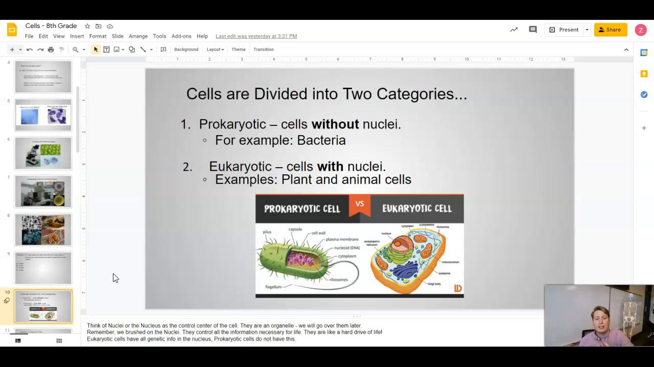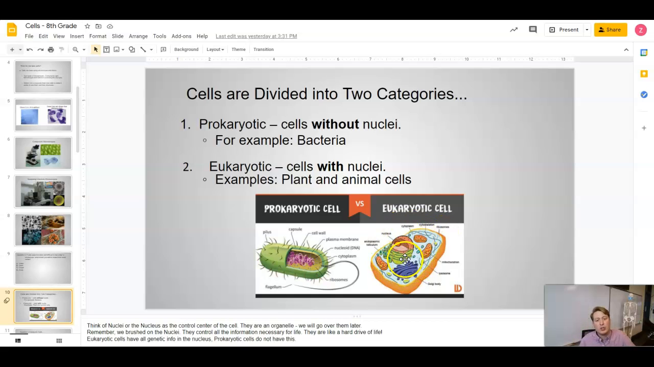They really contain all of our genetic information, all the information necessary to survive and to reproduce. They're kind of like the hard drive or the memory stick of life. For eukaryotic cells that have a nucleus, you would think of a plant or an animal cell. And this is a eukaryotic cell, and you can see right in the middle of this big ball is the nucleus.